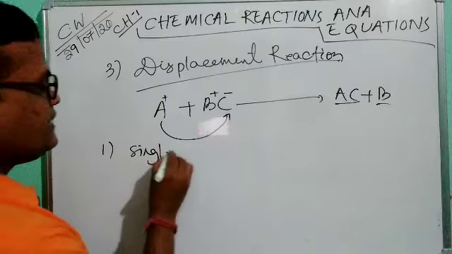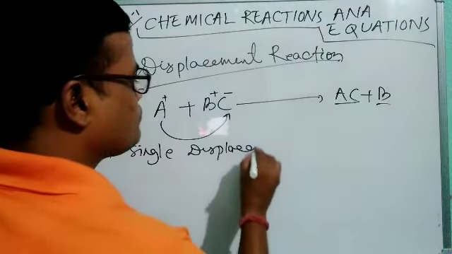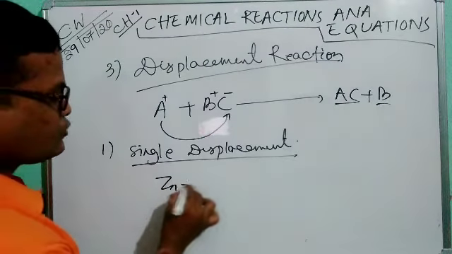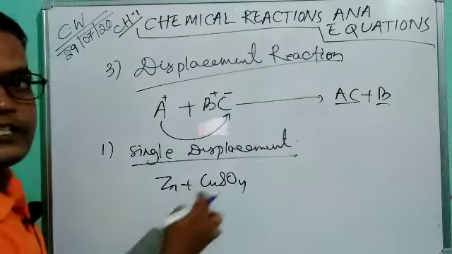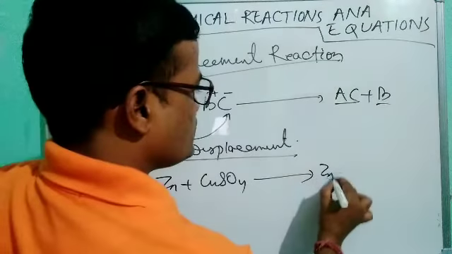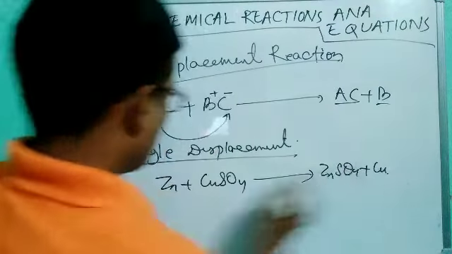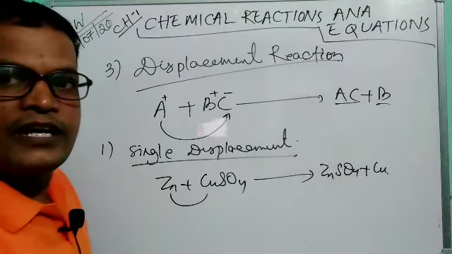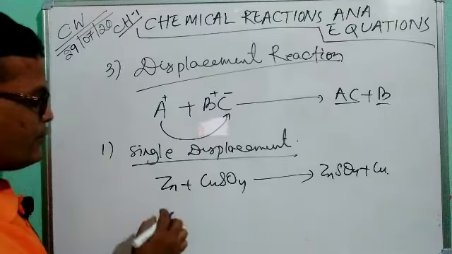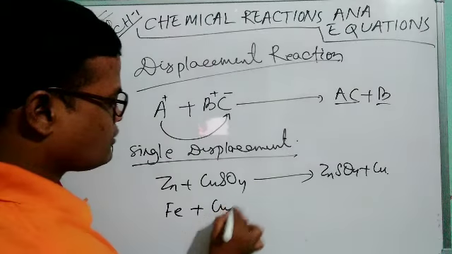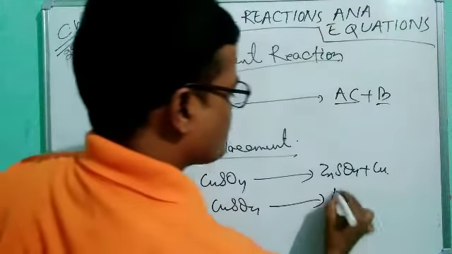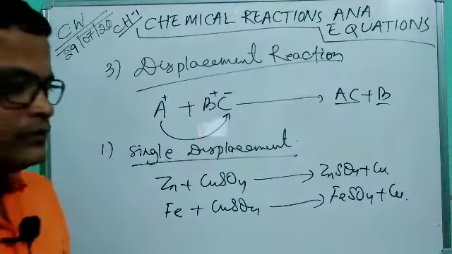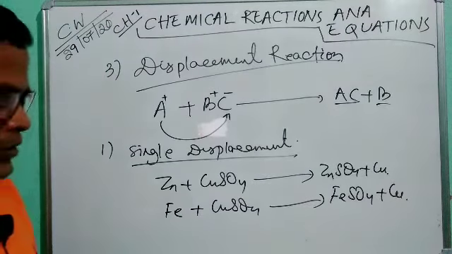Number one is single displacement. We can say zinc reacts with copper sulfate solution. When zinc reacts with copper sulfate solution, it gives rise to zinc sulfate plus copper. So zinc is more reactive than copper, so copper is displaced by zinc, forming zinc sulfate and copper. Another example: when iron reacts with copper sulfate solution, it forms ferrous sulfate plus copper. Okay friends, now let us discuss double displacement reaction.